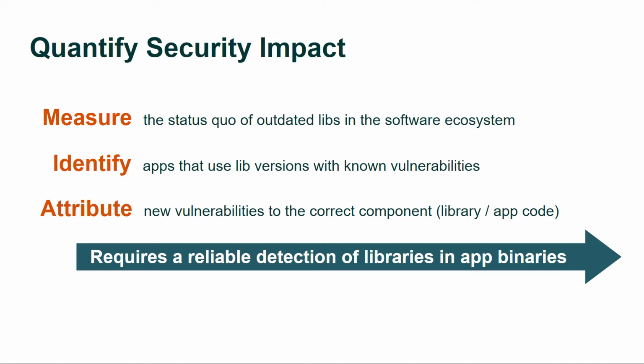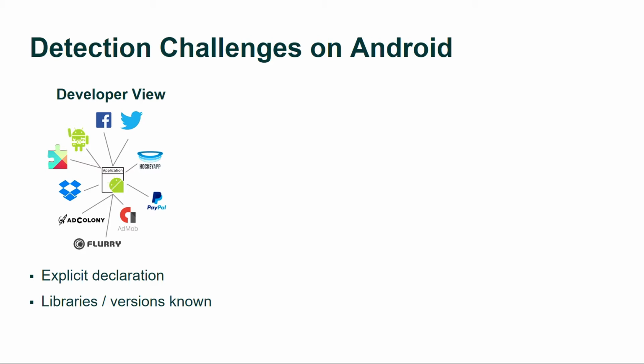So in the following, I will show you the example of Android, the largest mobile software ecosystem, on how to quantify the security impact. Why Android? Because it poses a variety of challenges on the detection of third-party code in the application binaries. And these challenges can be explained best by looking at how these libraries are integrated during the development process. So at first, we have the developer view, which is very explicit. So the developer knows which libraries are included, which versions thereof, and you might also know the origins of these libraries.